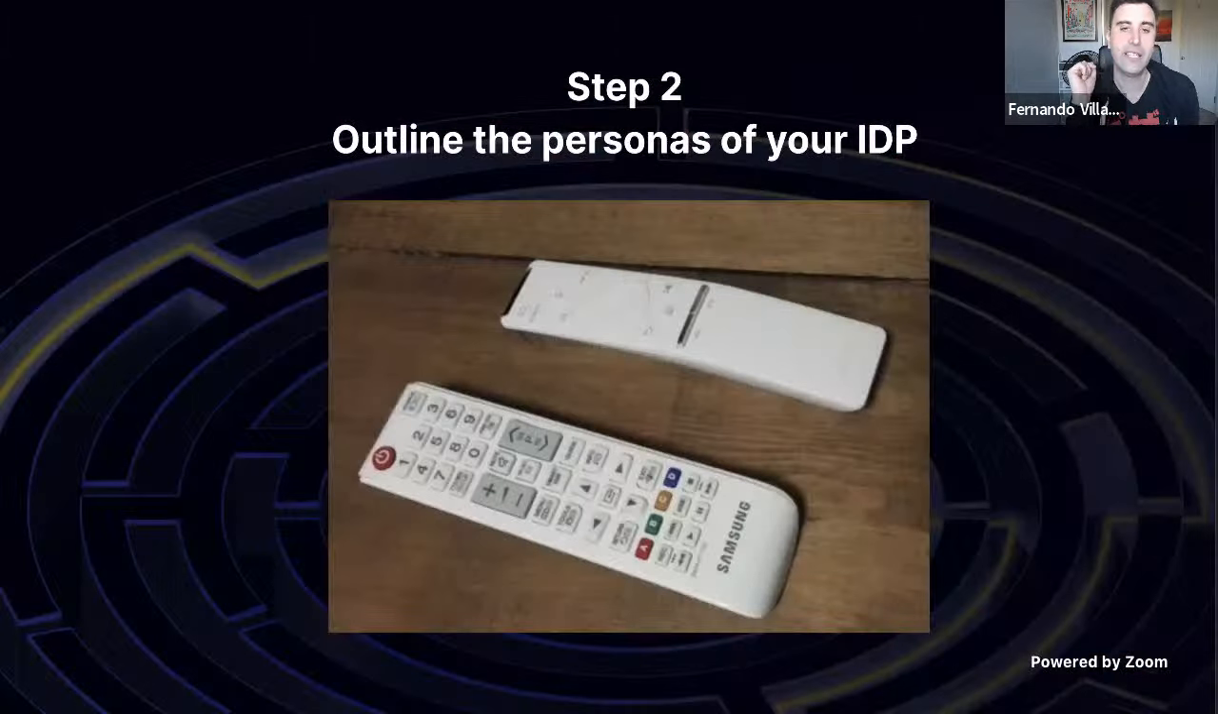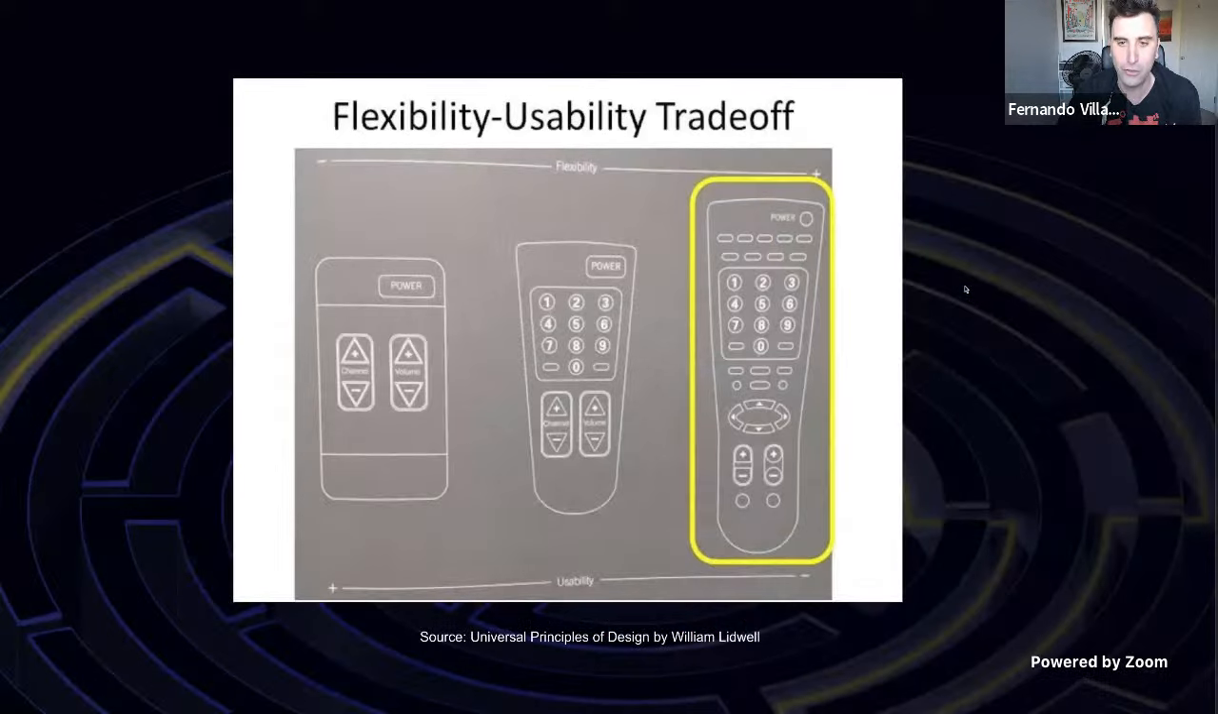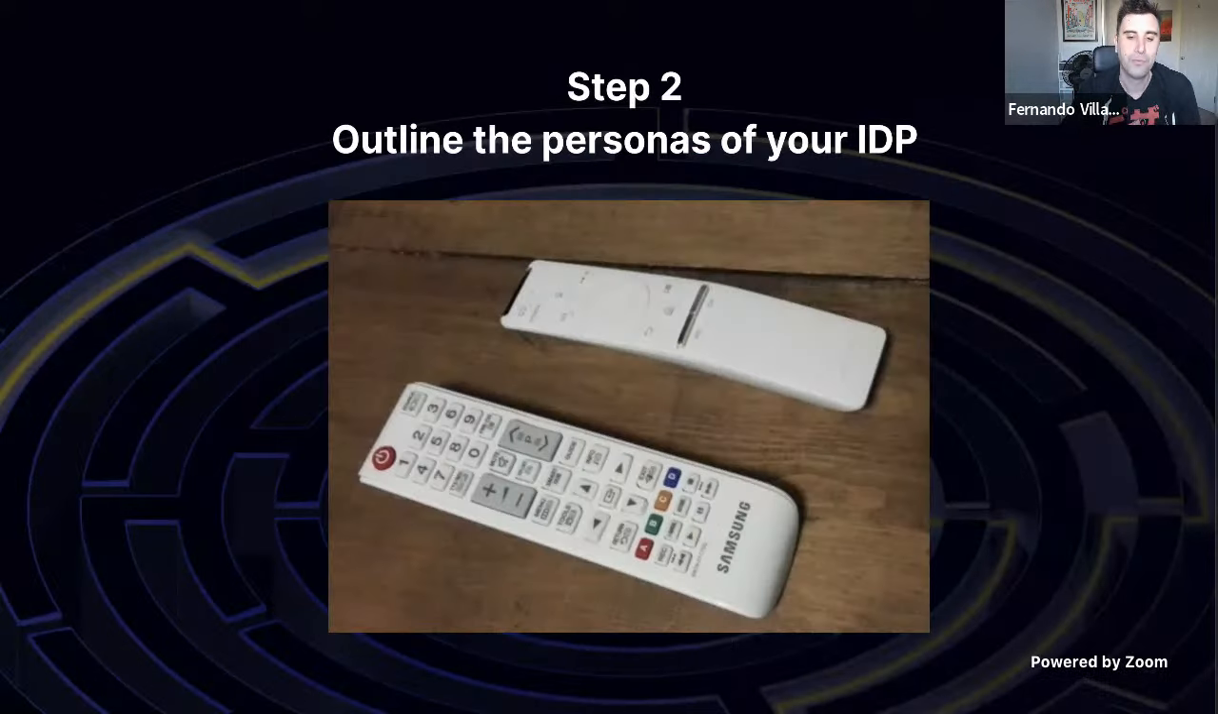Now, this is about outlining the personas of your IDP. This image right here, let me click here just in case it's not shown. When I bought the Samsung TV, it came with these two remotes. It was very interesting because both of the remotes were on the table, but no one used the remote at the bottom. Everyone used the remote at the top.